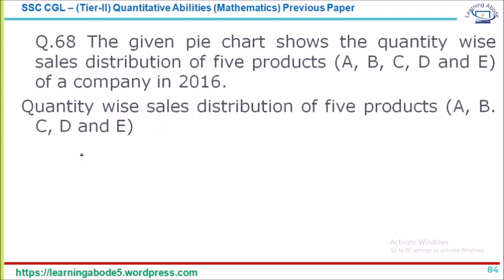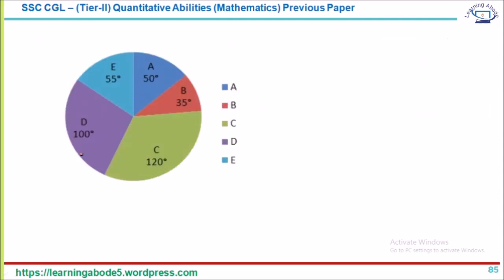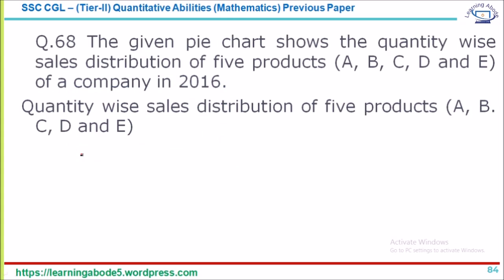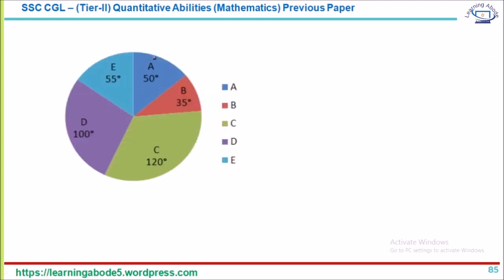Okay, now the question here is, if 320 units of product A was sold by the company, then how many units of product B and E were sold by the company?